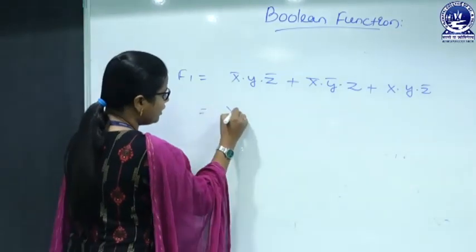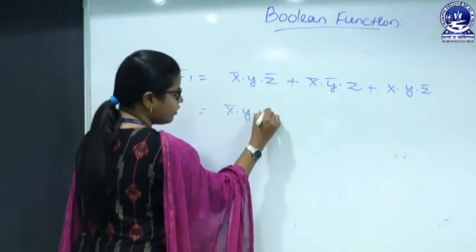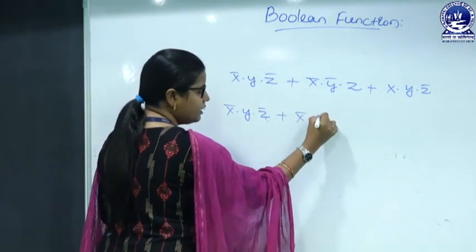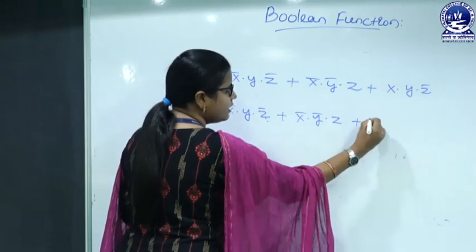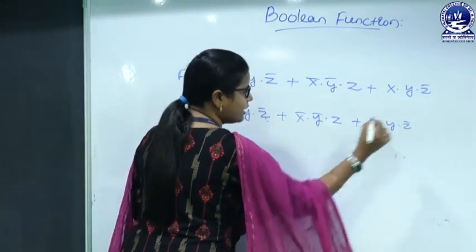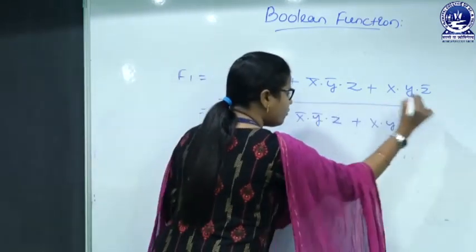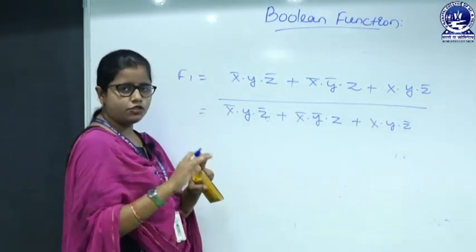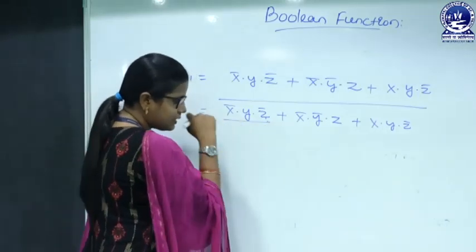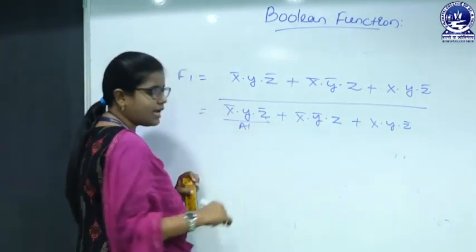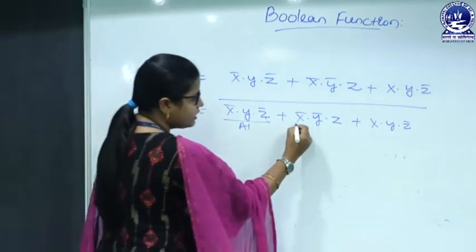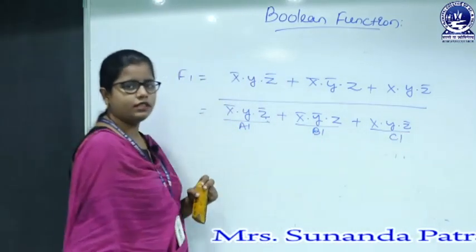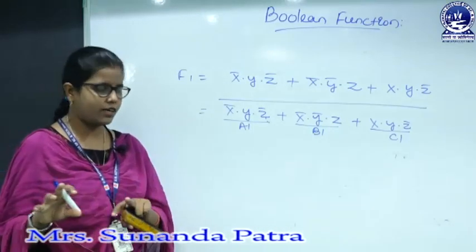That means we are going for the complement of x complement dot y dot z complement plus x complement dot y complement dot z plus x into y into z complement, complementing the whole expression. So let's divide this into different terms. Suppose this one is our first term, and we can call this A1. This one is B1, and this one is C1. These are the three different terms.